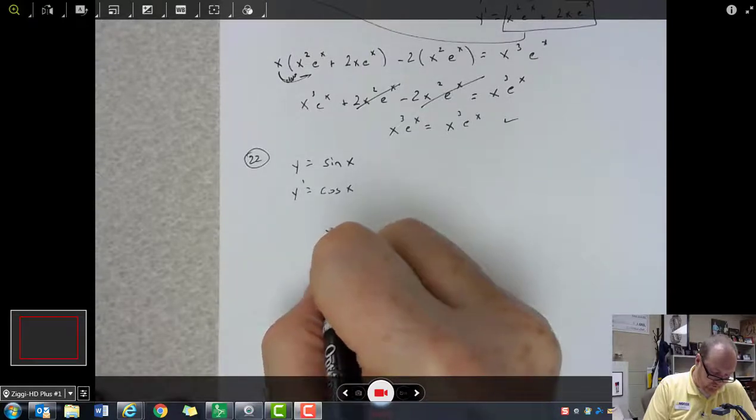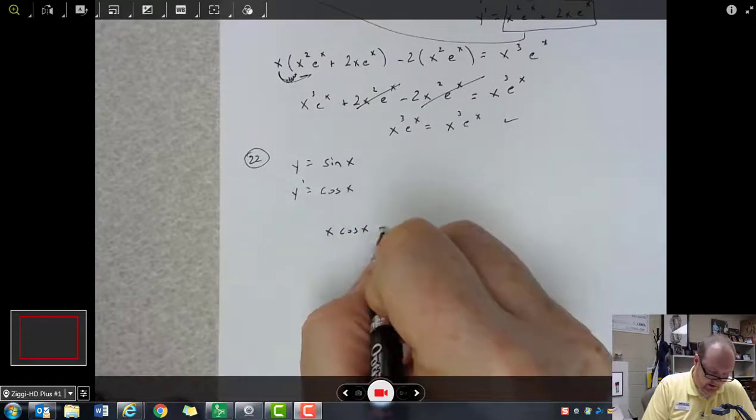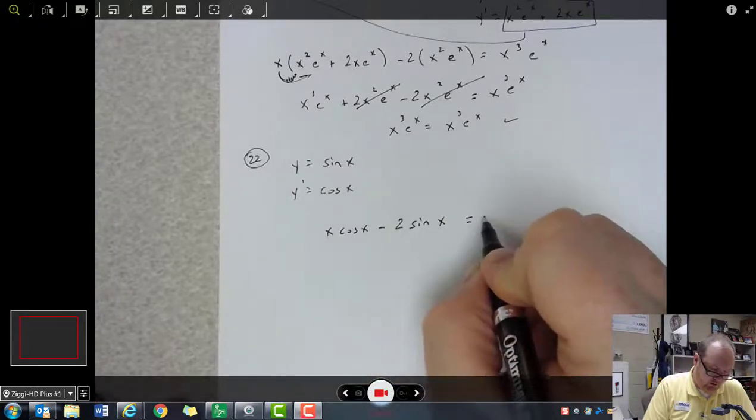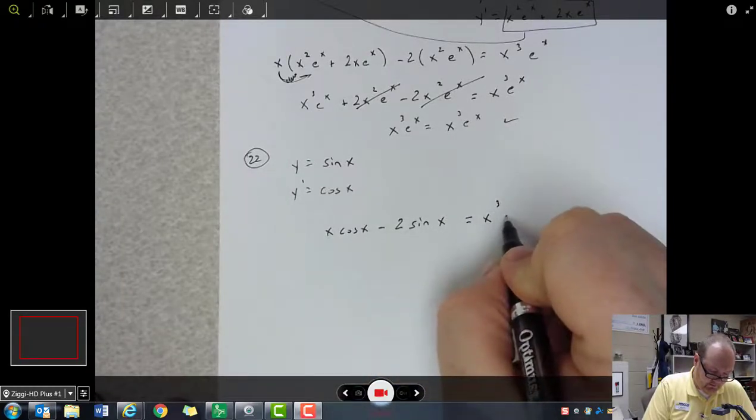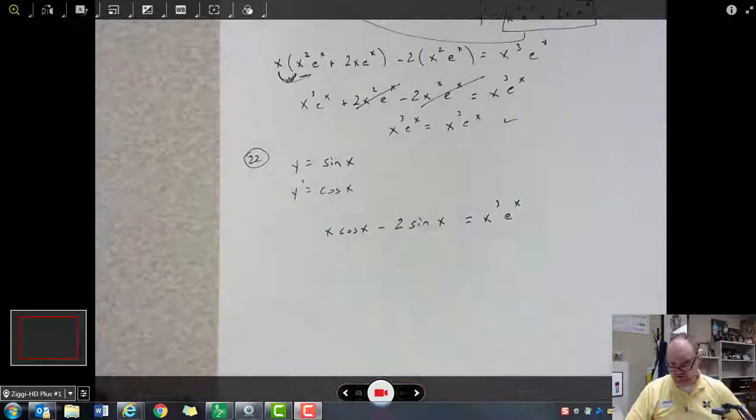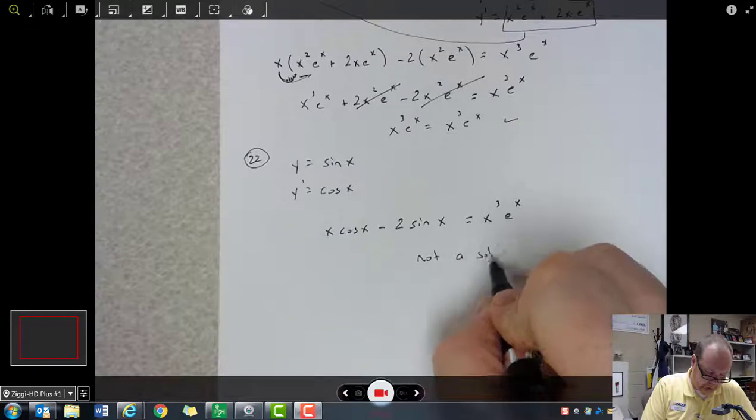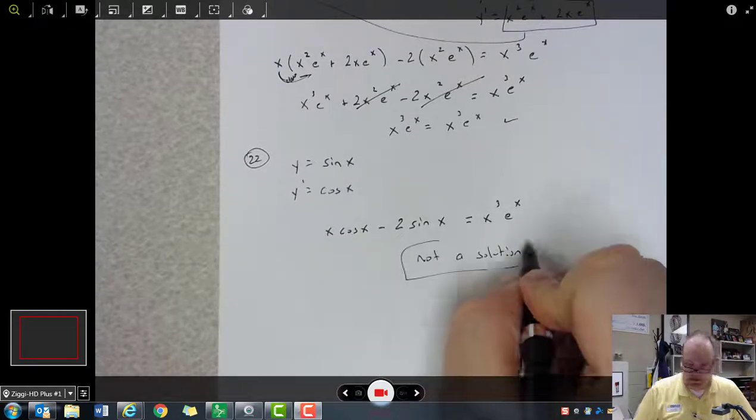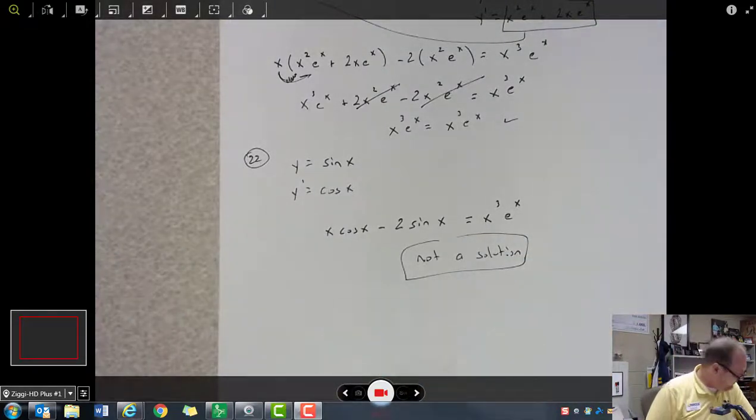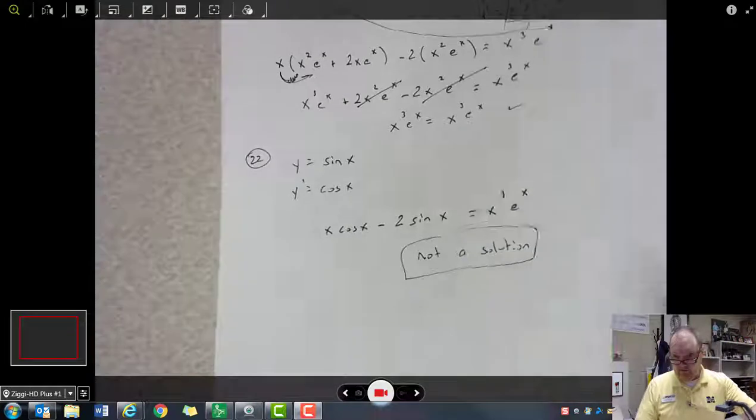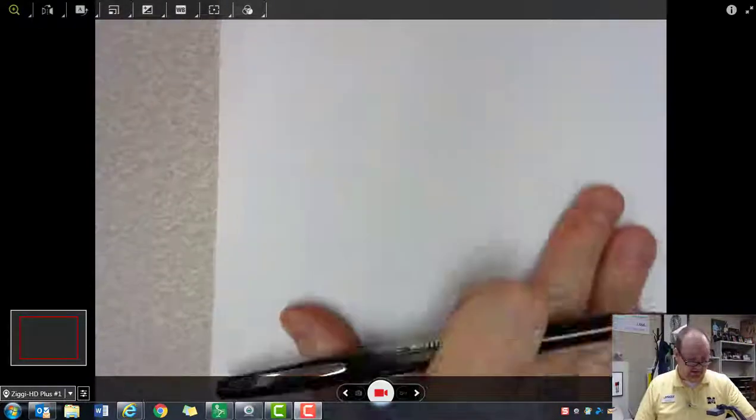So x times y prime minus 2 times y, and I want to know, does that equal this thing? And clearly looking at that, it's not going to be a solution. Okay, so those problems aren't bad at all. I want to look at one more from this page, number 32, just because it allows us to do something a little bit different with number 32.